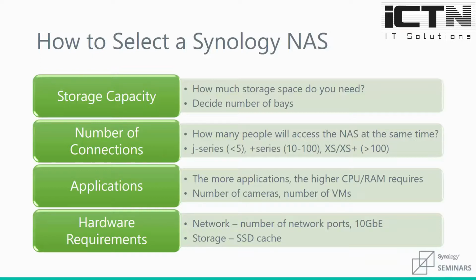From there, you're able to ask the more granular questions so you can further narrow down your search. The next question we usually ask is how many people will be accessing the NAS at the same time. For under 5 people, we recommend a J series. Between 10 and 100, a Plus series, and anything over 100, we recommend an XS or XS Plus.